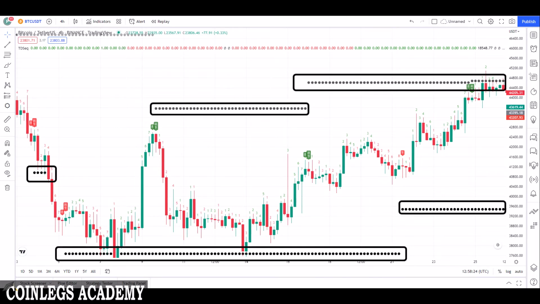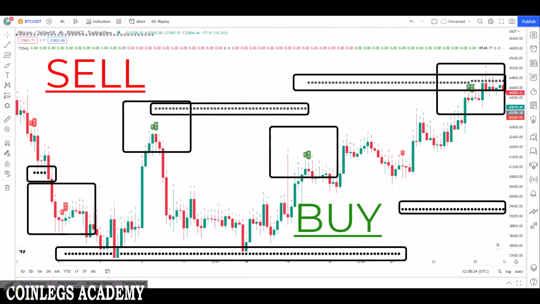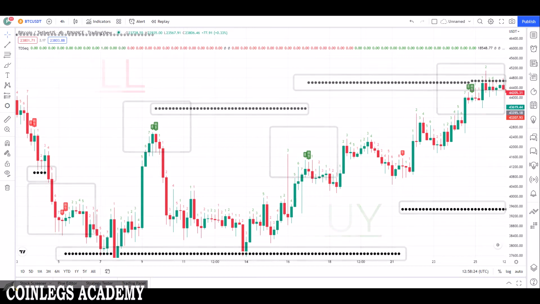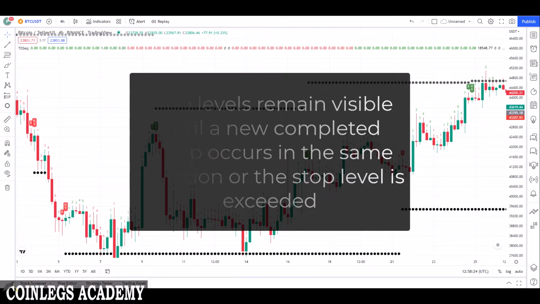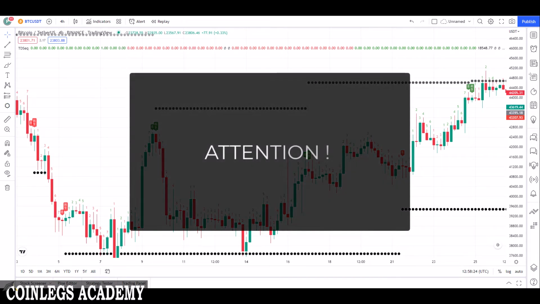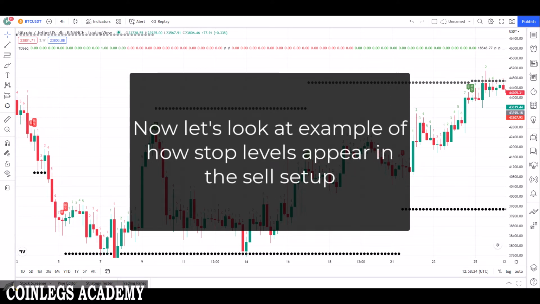Stop levels occur after a complete sell or buy setup. Stop levels remain visible until a new complete setup occurs in the same direction or the stop level is exceeded. We recommend you pay attention to these stop levels because they will be really useful for your trades. Now let's look at the example of how stop levels appear in the sell setup.